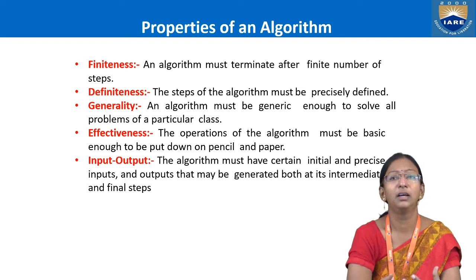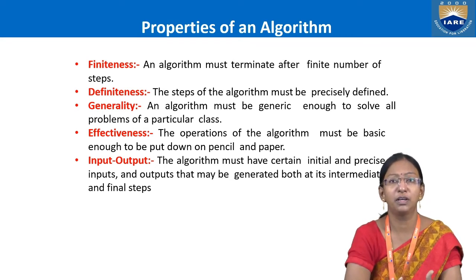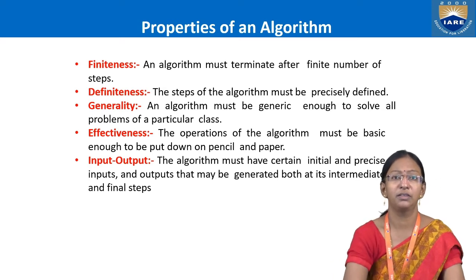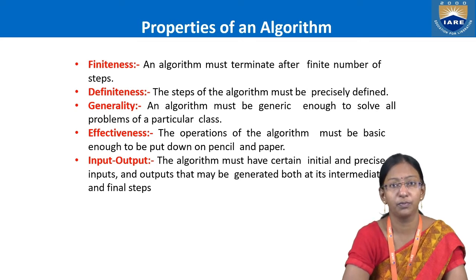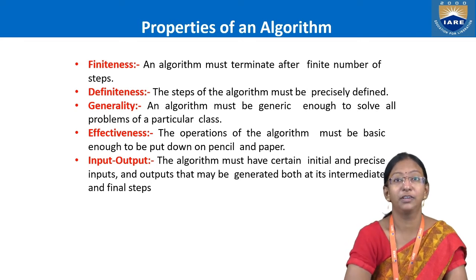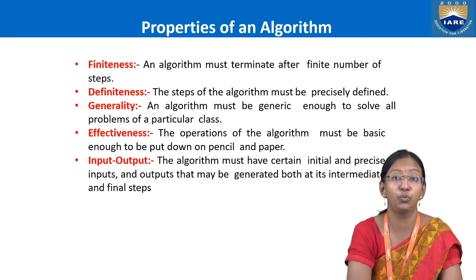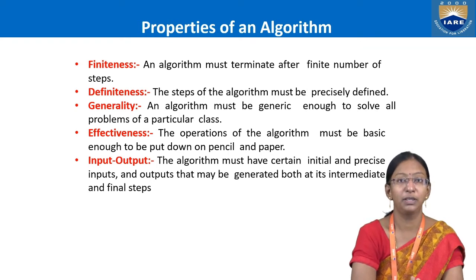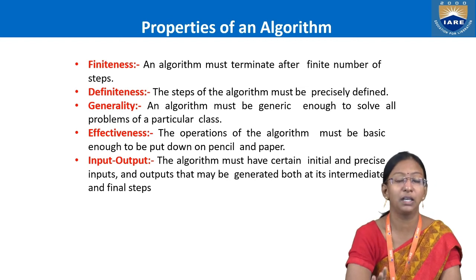Next one is effectiveness, how effective it is. Whether it is basic enough to understand. That means, as I said, take a pen and paper, put it down, and see whether it is effective or not. Is it giving a solution to your problem or not? So it must be effective in nature. Last property, but not the least one, is input output. It must take some initial input and it must give at least one output. At least one, as I'm saying, at least one.